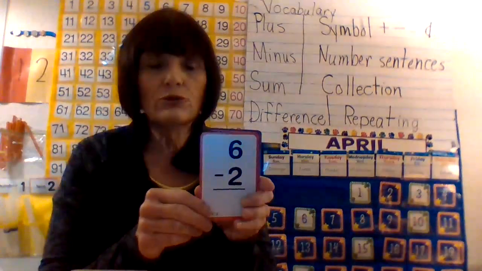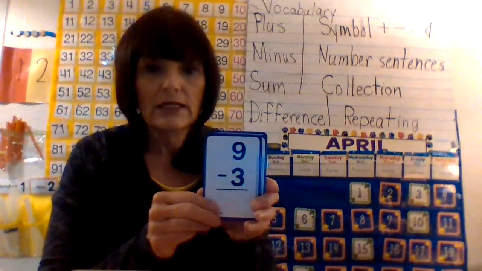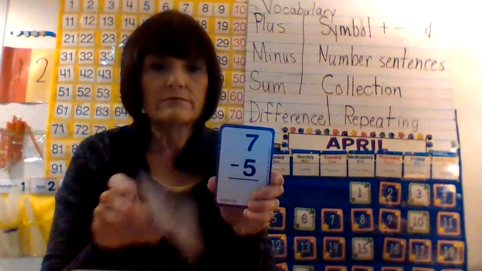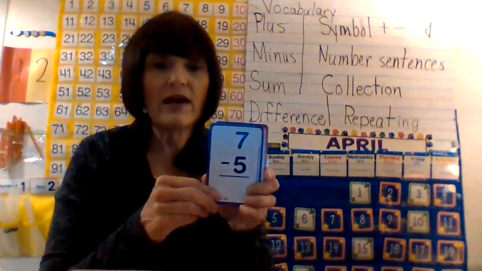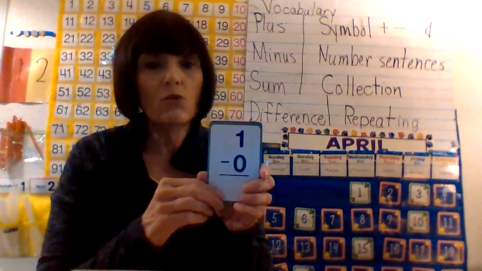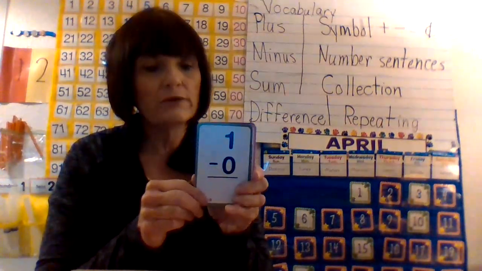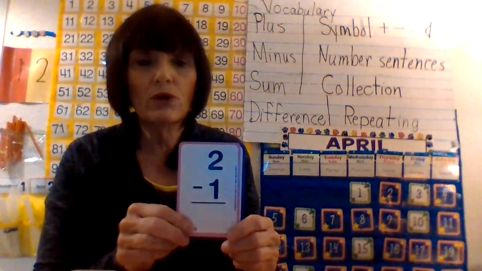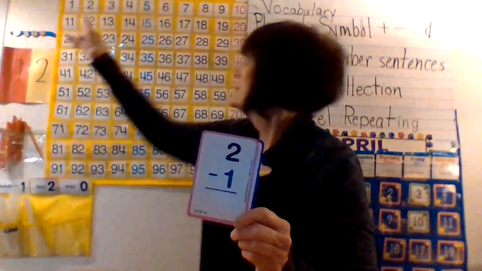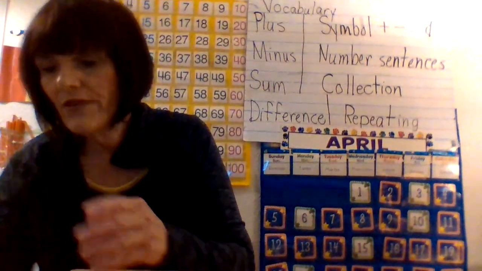6 minus 2 equals. 9 minus 3 equals. 7 minus 5 equals. 6 minus 0 equals. 1 minus 0 equals, of course, 1. That's so easy. 2 minus 1 equals, what is the difference of 2 minus 1? 2 take away 1 equals 1. Good job. 4 minus 2 equals, good job on that.